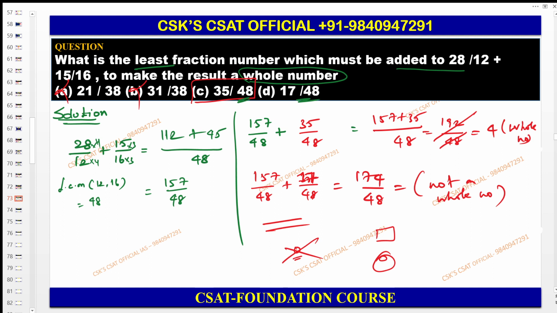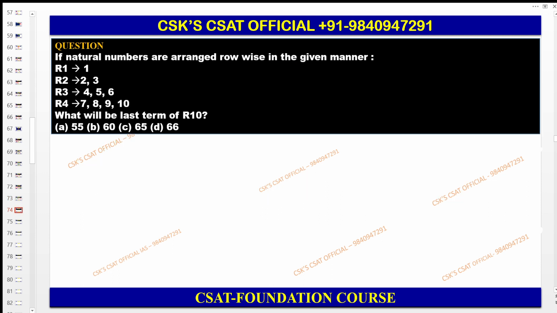Okay, understood. Let me go on with the next question. Very good question. The natural numbers are arranged row wise in the given manner. First row 1, second row 2 and 3, third row 4, 5, 6, fourth row 7, 8, 9, 10.